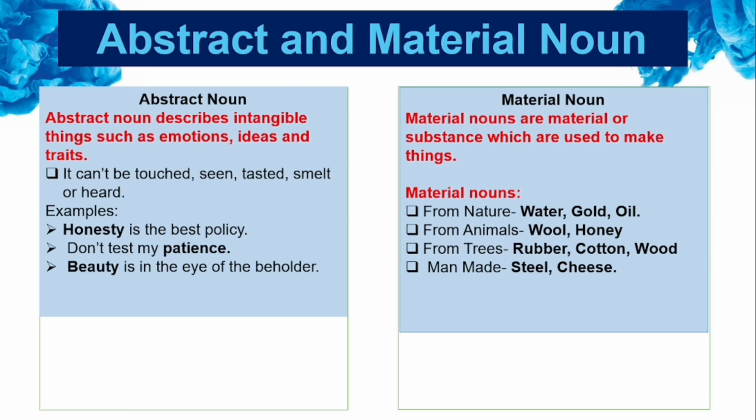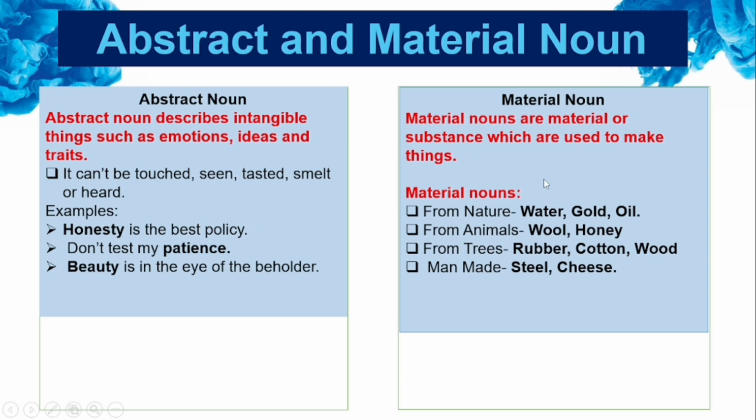Cheese is made by humans, of course. Animals can't give you cheese directly, they don't produce cheese, they simply produce milk. And humans put their efforts to make or to prepare cheese, right? So again it is human made. So again let me tell you what is material noun.